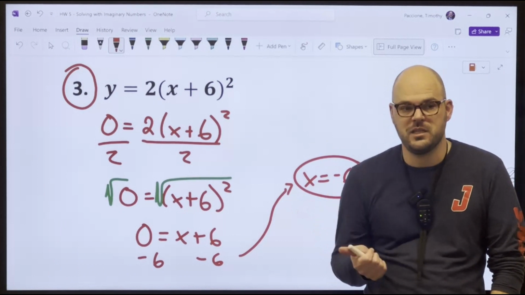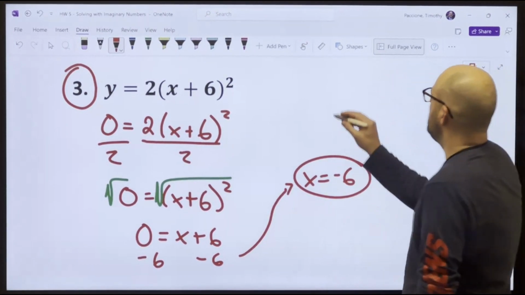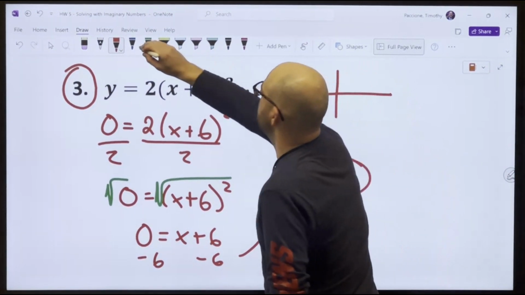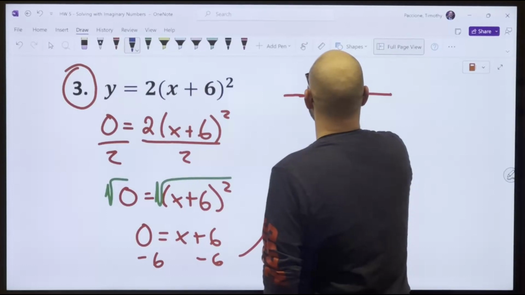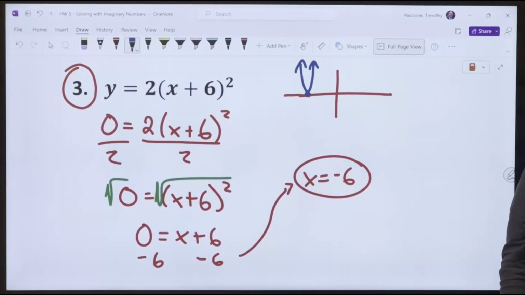And how many x-intercepts do I have? 1, right? This would have looked like this on a graph. It would have been to the left 6, and then been stretched. And we just touch the x-axis.